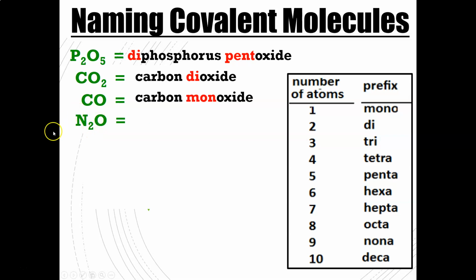Next, there's 2 nitrogens, so that's dinitrogen. There's 1 oxygen. So that's mono, and then oxide, and then I drop the double vowel, I get dinitrogen monoxide.